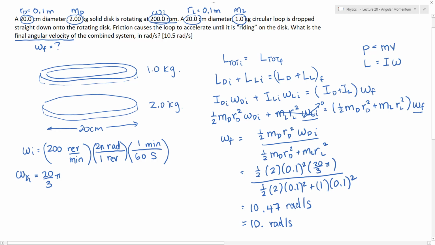And that's it. So that's how you can find the angular velocity after a collision for an inelastic collision.